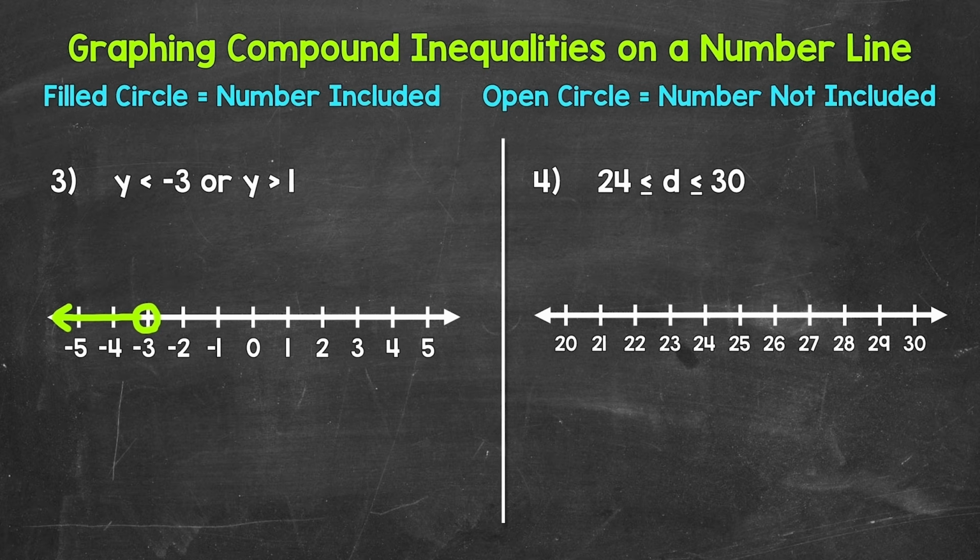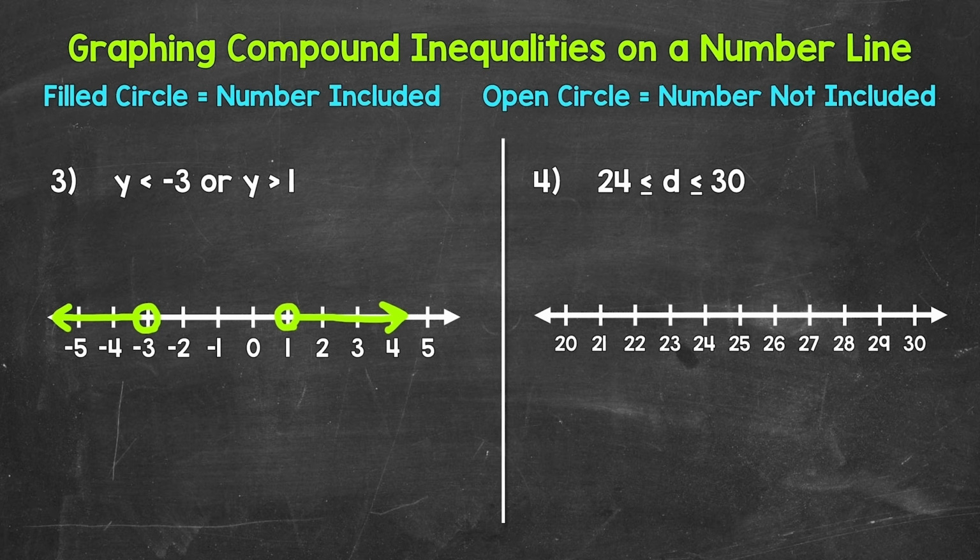Now we need y is greater than 1. So we need an open circle at 1. 1 is not included. And then an arrow going right representing everything greater than 1. And that's it. That's our graph on a number line of y is less than -3 or y is greater than 1.